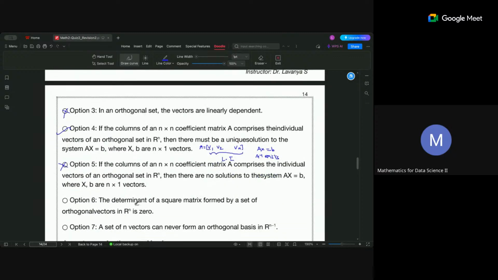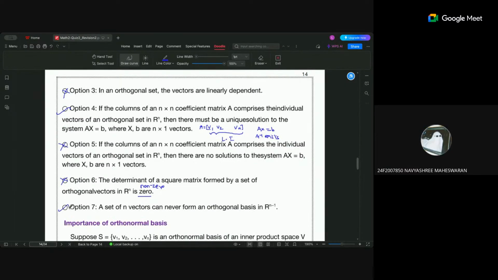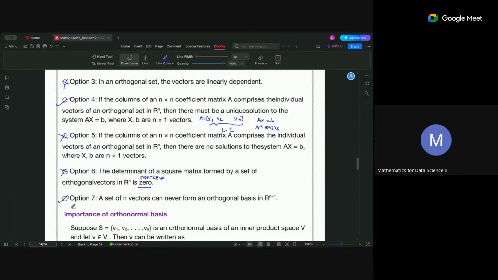And the next option: the determinant of a square matrix formed by a set of orthogonal vectors in Rn is always non-zero. It should be non-zero because all are linearly independent, right? Next: a set of n vectors can never form an orthogonal basis in R^(n-1). That's correct, true, because it cannot be linearly independent.